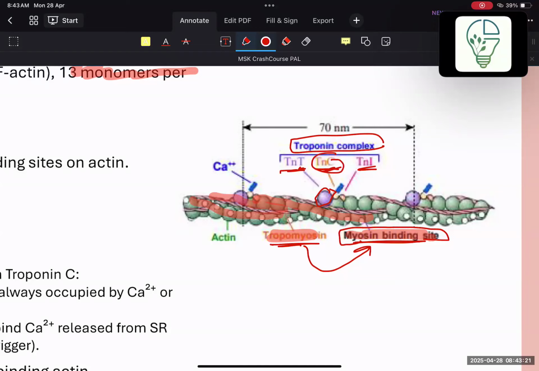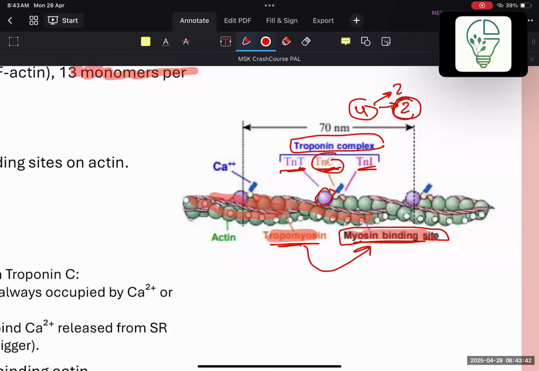Now, TnC, on the other hand, is where our calcium from the sarcoplasmic reticulum is going to bind. On the TnC, you have 4 binding sites. 2 of them are high affinity, and they always have calcium bound to them, regardless of the time. Regardless of whether you're about to contract or not, they always have calcium bound to them. The other 2 are the place where the calcium released from the sarcoplasmic reticulum will bind, okay?